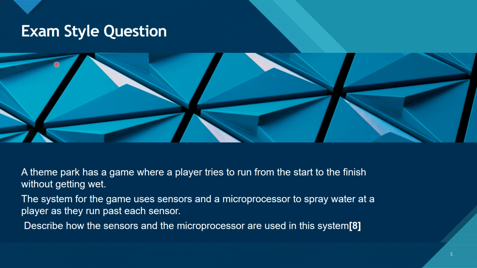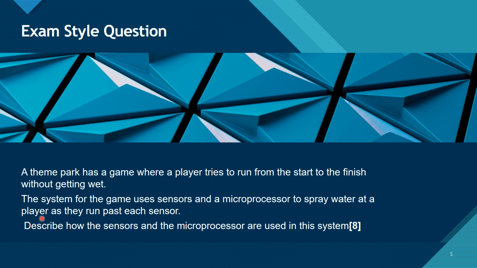So here we have an exam style question. In exams, a scenario will be given, like the one I have just given, and then they are going to ask you how the sensors and the microprocessors are used in this system. A theme park has a game where a player tries to run from the start to the finish without getting wet. There is a theme park where the player tries to run from start to finish, and we have to make sure that they are not getting wet.